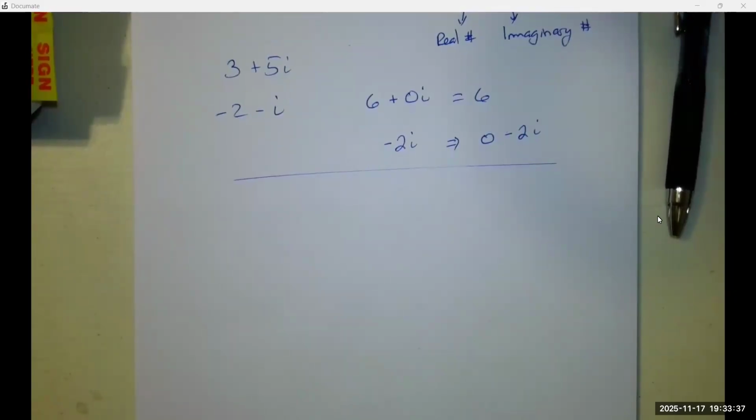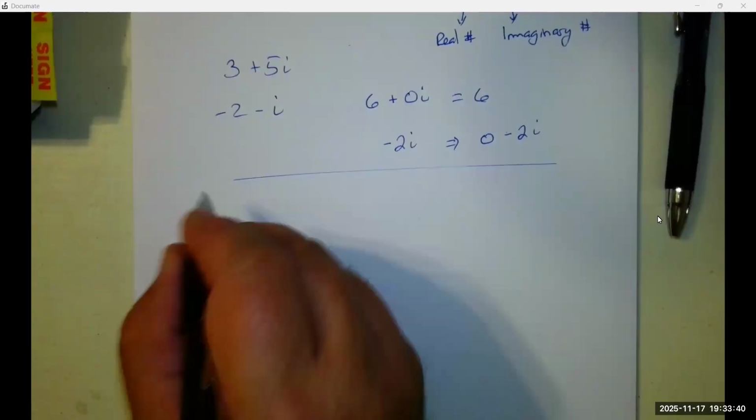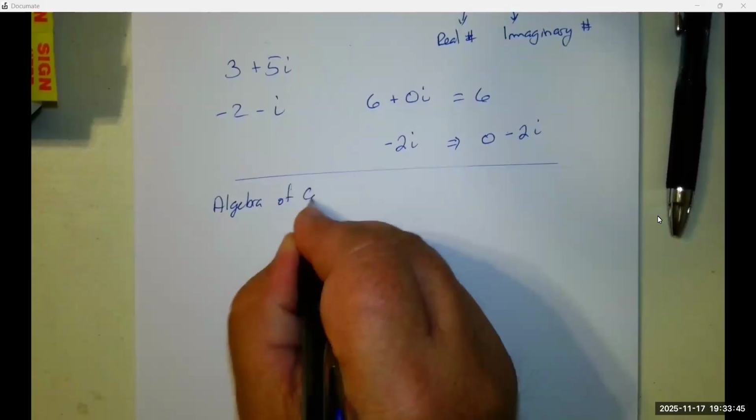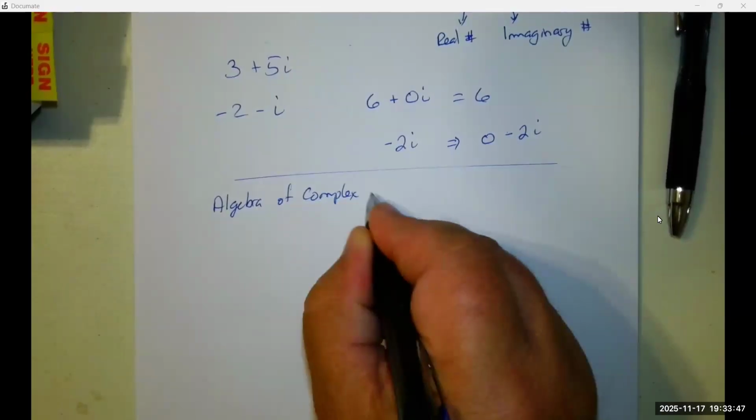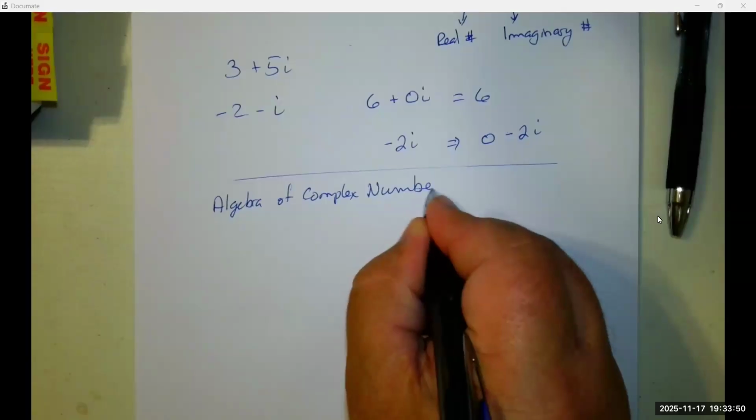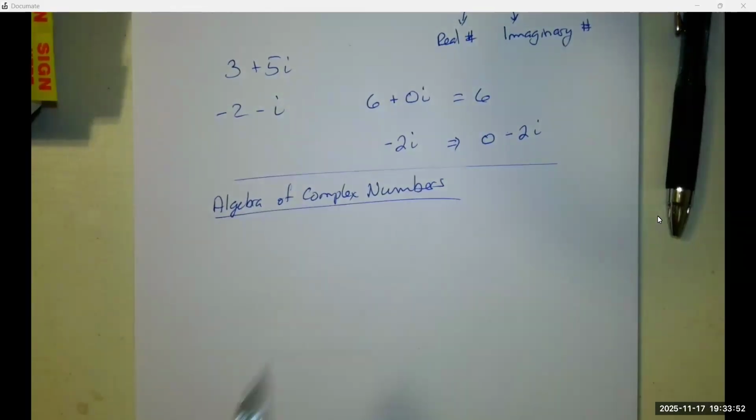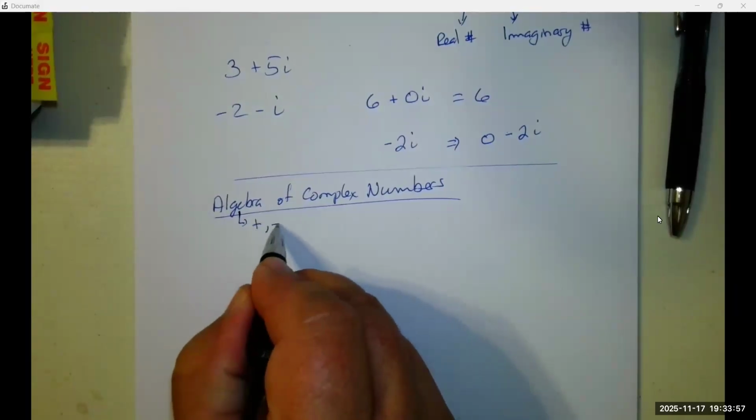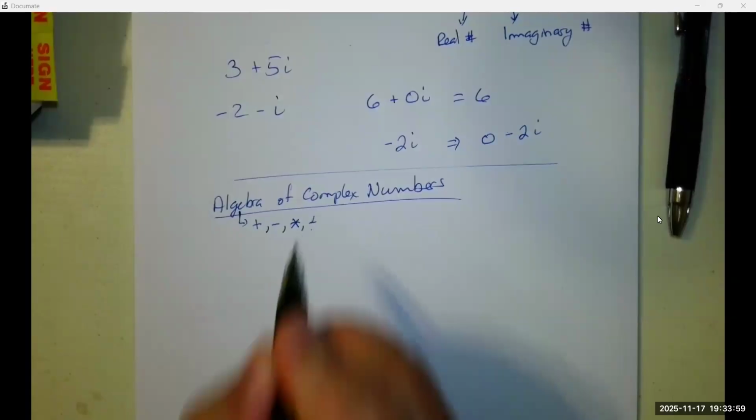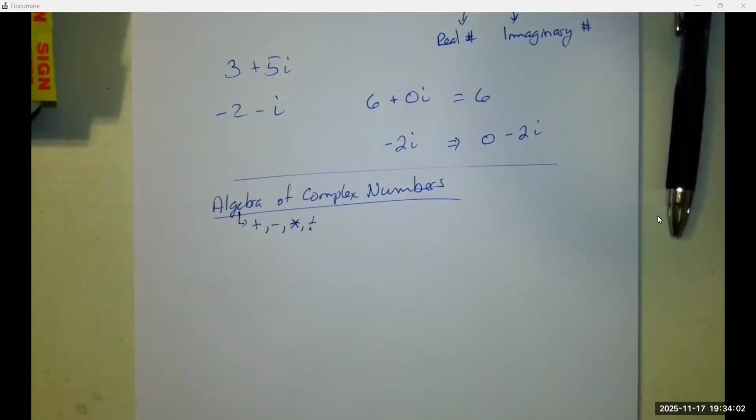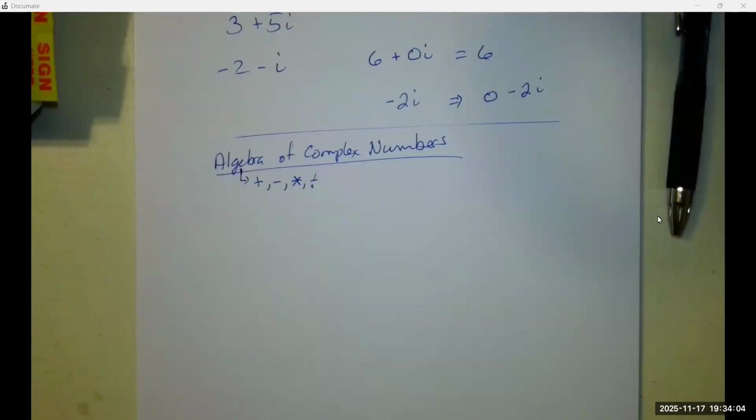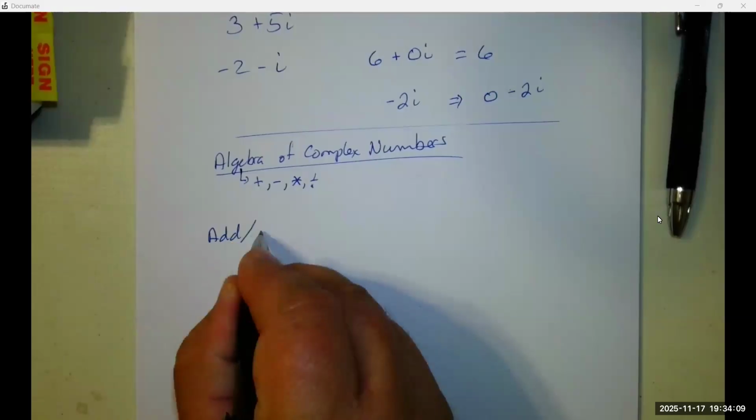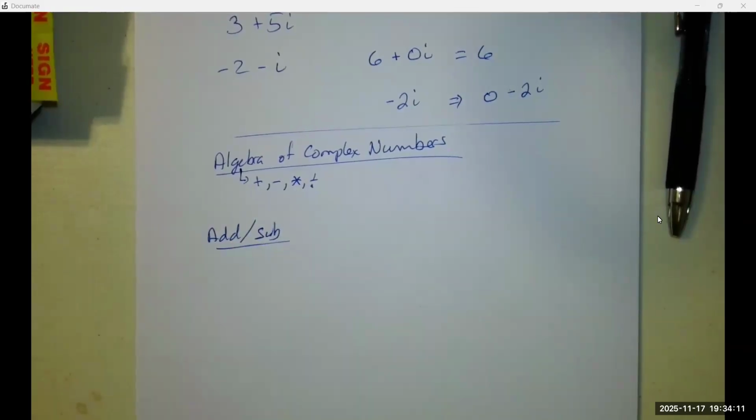So now let's look at the algebra of complex numbers. Instead of saying algebra, all I'm really talking about is addition, subtraction, multiplication, division of complex numbers. So let's look at, first off, the addition and subtraction of complex numbers.